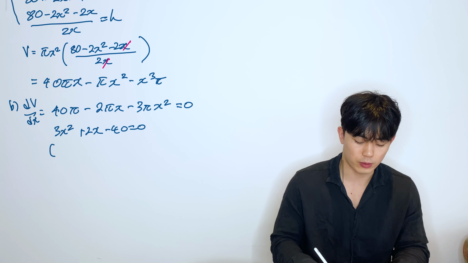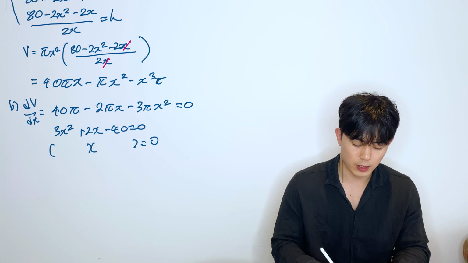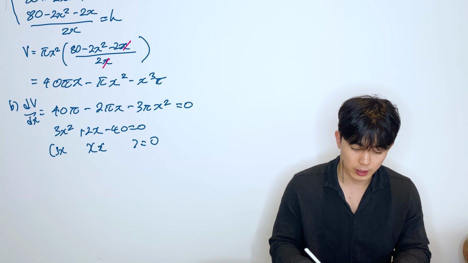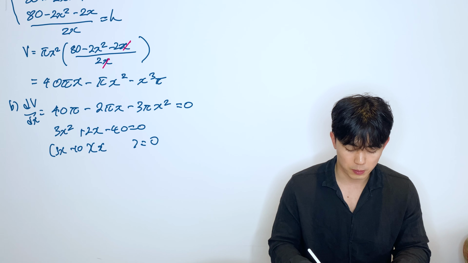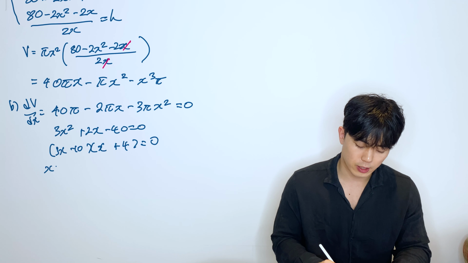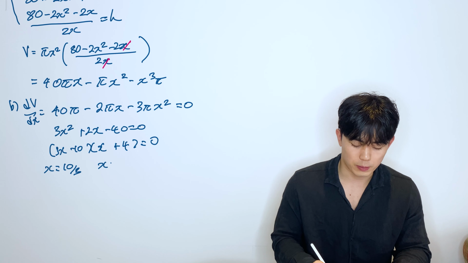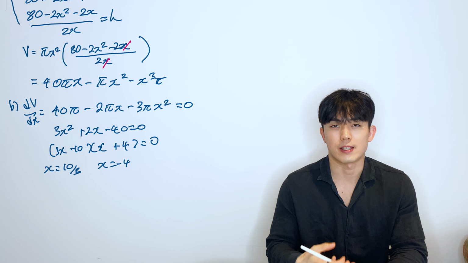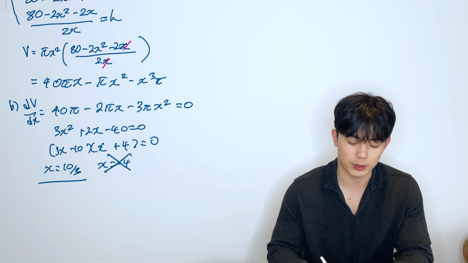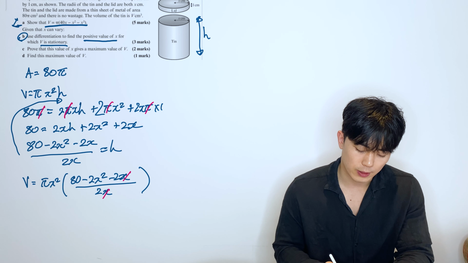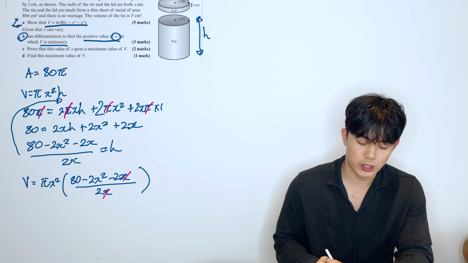And as you can see, it's a quadratic. So I can factorize it. 3x, x like this. This will be minus 10. This will be plus 4. So x is going to be either 10 over 3 or x is going to be negative 4. But remember, x is a distance, right? And it can't be a negative distance, so it can't be this negative 4. It's going to be 10 over 3. So that's the positive value of x for which V is stationary.